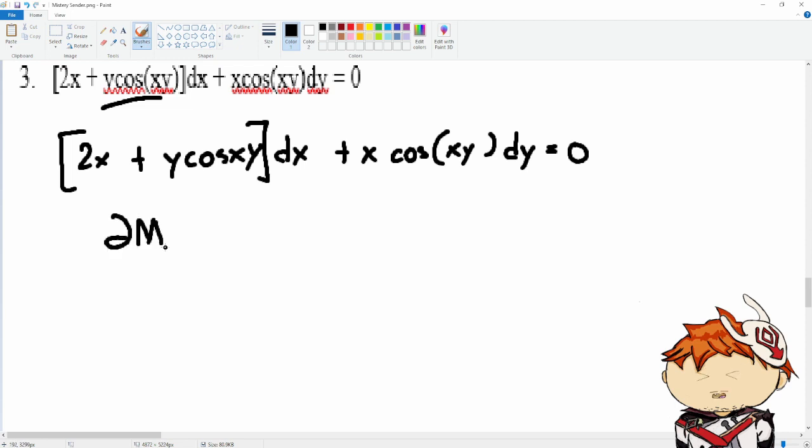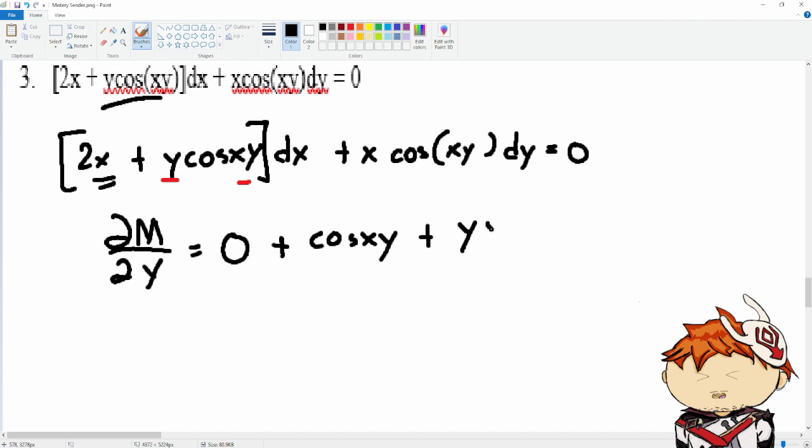Okay, so m with respect to y, right? So we're just gonna look at y. This one will become 0. Then because there's 2y here, let's do the first y first. The differential of y will become cosine xy, just 1. Next is the differential of the y in the cosine. It will become yx negative sine xy.